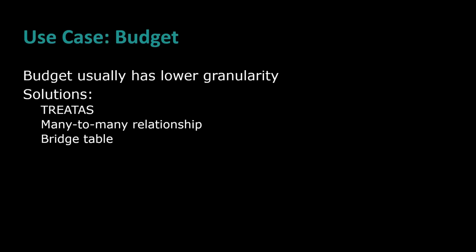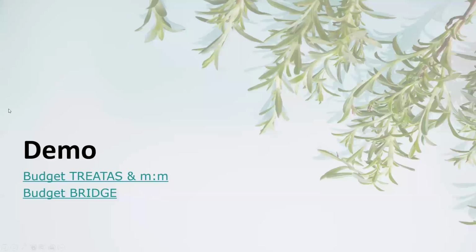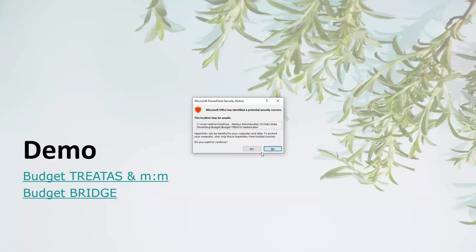We can use TREATAS, which is a function in DAX. It's called TREATAS, not what I thought, Triatas, like a Greek goddess. No, it's TREATAS. So we're treating a table as if there would be a filter from another table applied. Then we could have many-to-many relationships. So we are evaluating the best practices, or we could build a bridge table. That's what we take a look at in the first demo here.